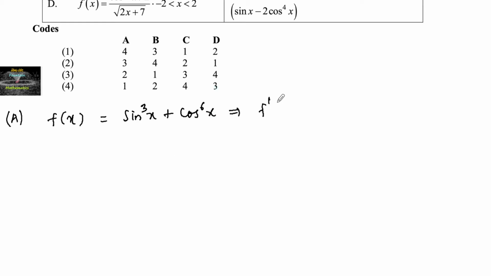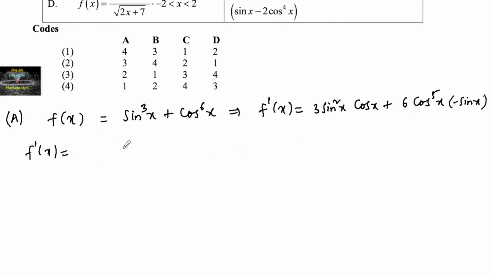Now it's a differentiation. f dash of x is equal to, we can write this as 3 times sine square x into d by dx of sine x, which is cos x, and here 6 times cos to the power of 5x into d by dx of cos x, which is minus sin x. So that can be written: f dash of x is equal to 3, you can take sin x cos x common, and inside we have sin x minus 2 times cos to the power of 4x.